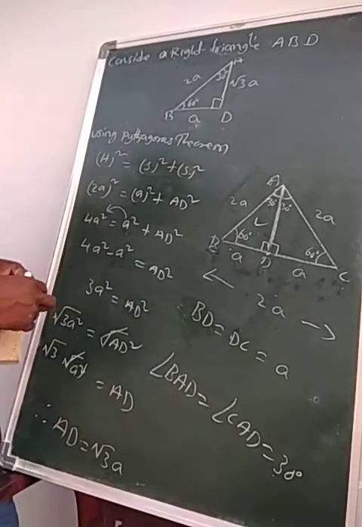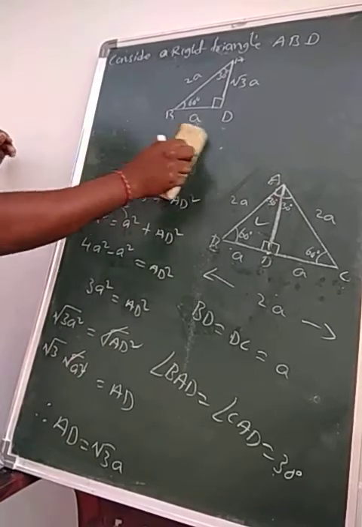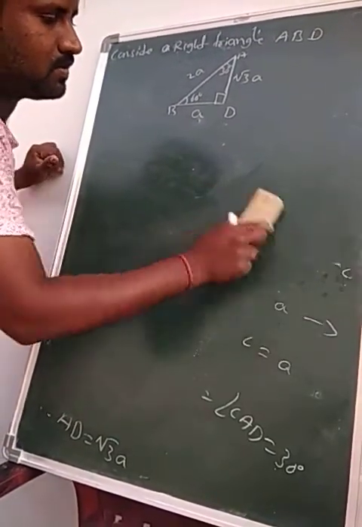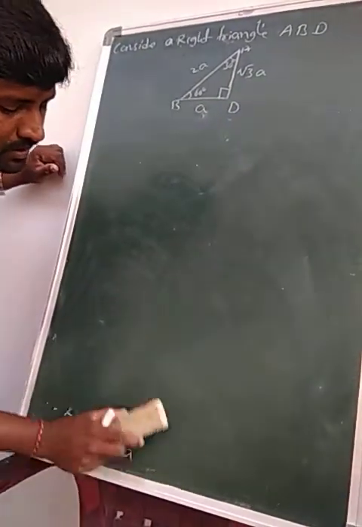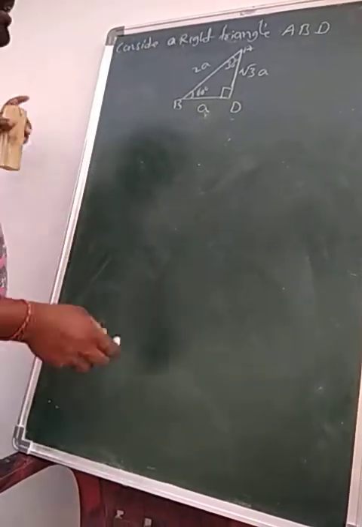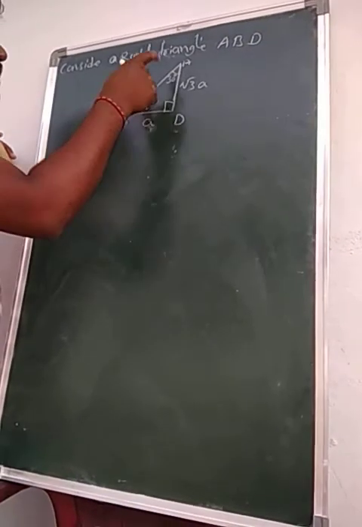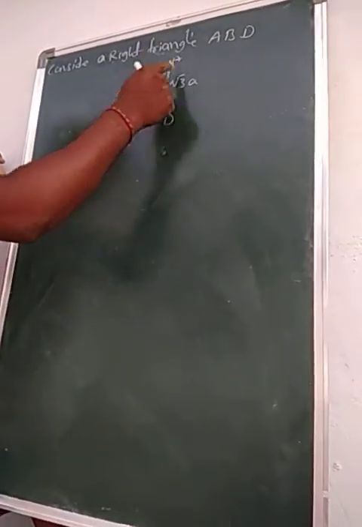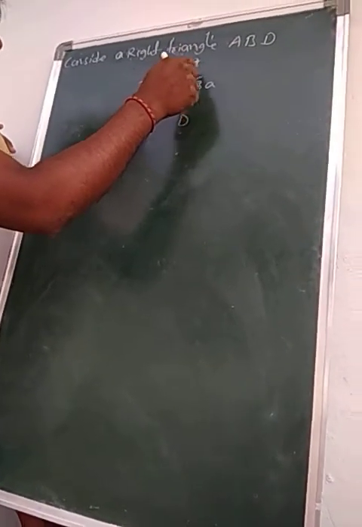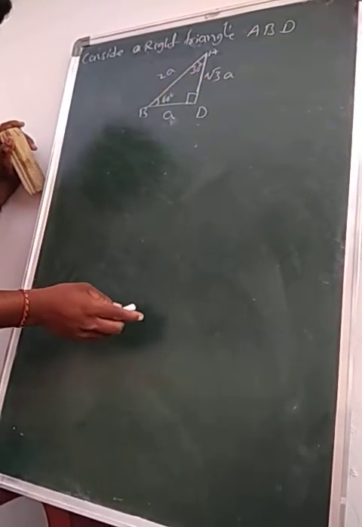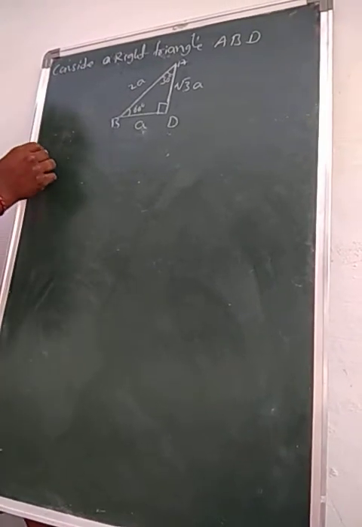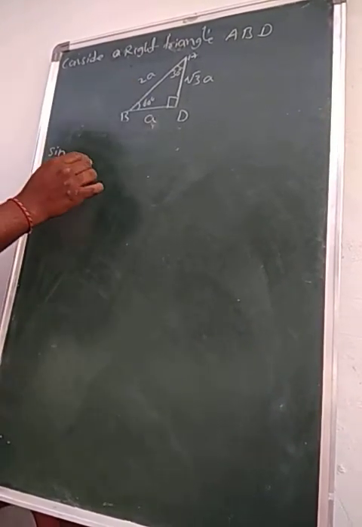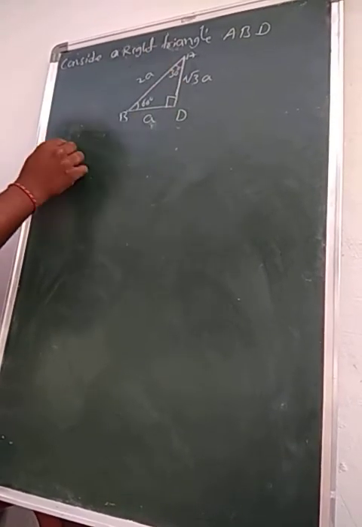Now coming to the point, now we know the side AB is 2A, the side BD is A, and the side AD is root 3A. Now I am taking trigonometric ratios with respect to 30 degrees, or you can take 60 degrees, your wish.